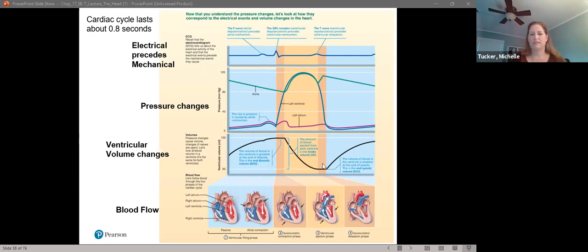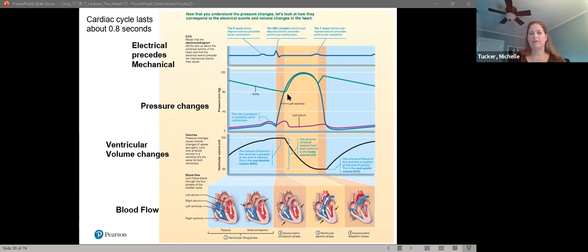Phase 2 is dark tan and light tan. Okay, so this is phase 2. So the ventricles are going to contract. So we have that electrical event here. It says ventricles, you need to contract. The ventricles start to contract and pressure starts to build, because right now, both the AV valves and the semilunar valves are closed.